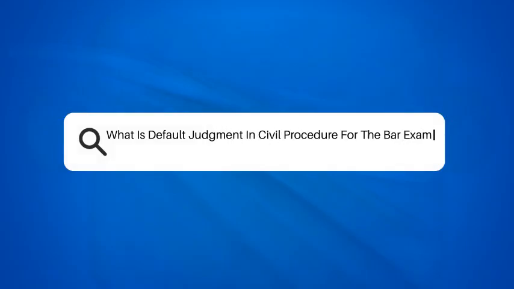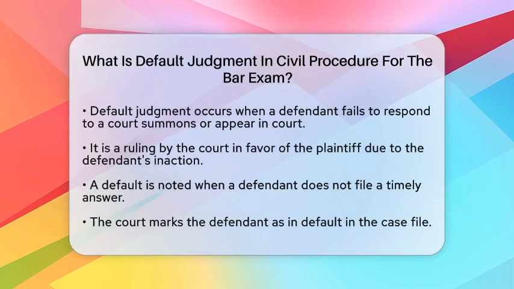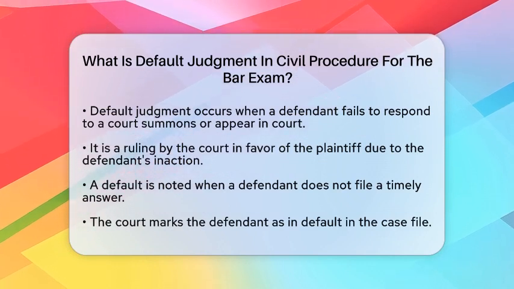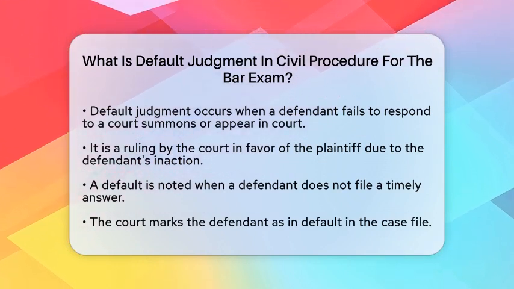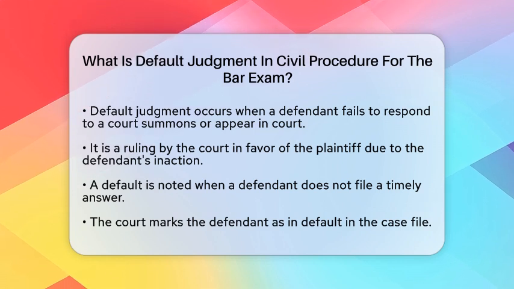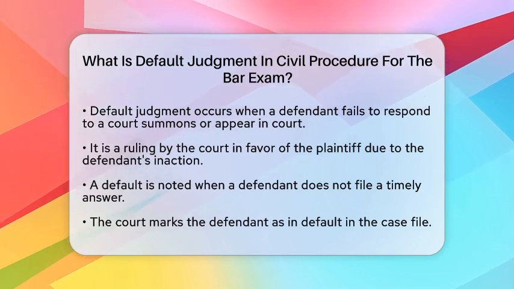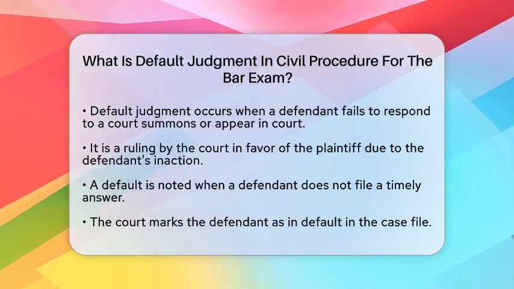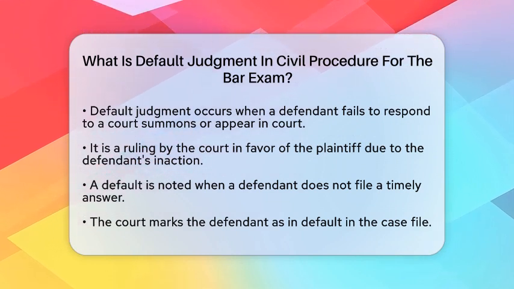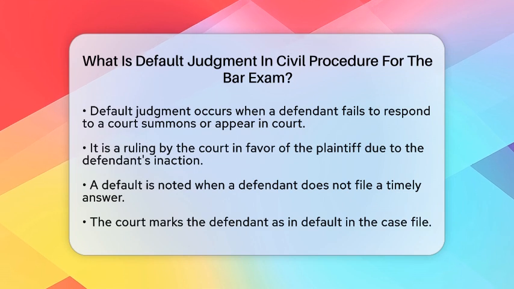What is default judgment in civil procedure for the bar exam? Have you ever wondered what happens when a defendant doesn't show up in court? This situation leads us to the concept of default judgment, a key topic in civil procedure and essential for the bar exam. A default judgment is a ruling made by a court in favor of the plaintiff when the defendant fails to respond to a court summons or appear in court. Understanding this concept can be a game changer for your bar exam preparation.